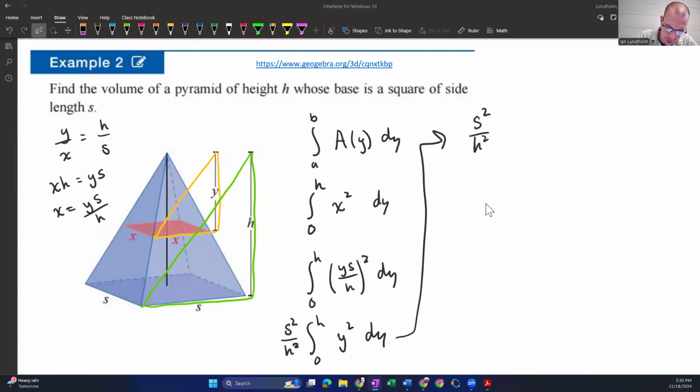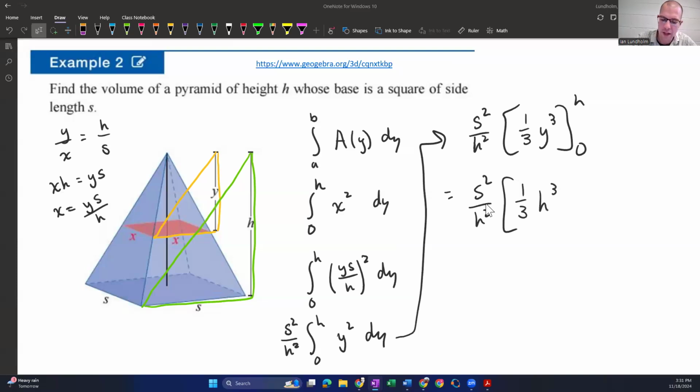We're going to go ahead and integrate this time. So the antiderivative of y squared becomes 1/3 y cubed. We are evaluating that at h and at 0. So we've got s squared over h squared times 1/3 h cubed. And if I was going to do the 0, that part would just die away.